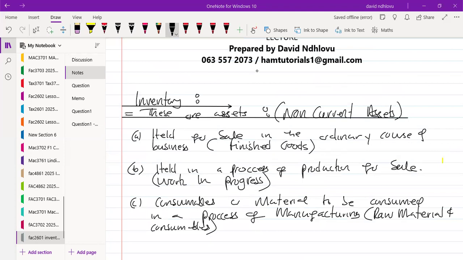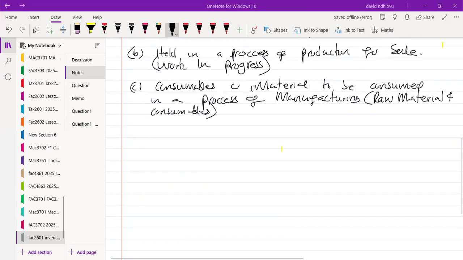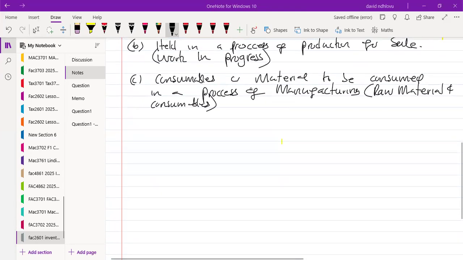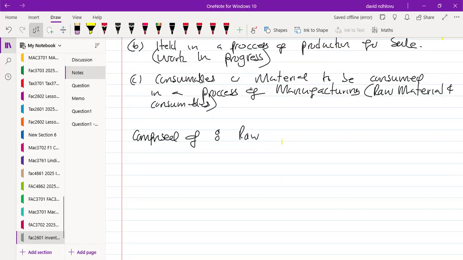Right, I think we're sorted there. All right, so this is what we call inventory. In other words, it is comprised of raw materials, finished goods or work in progress. Let me do it progressively. Finished goods.